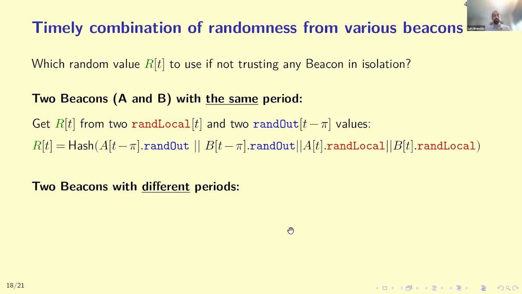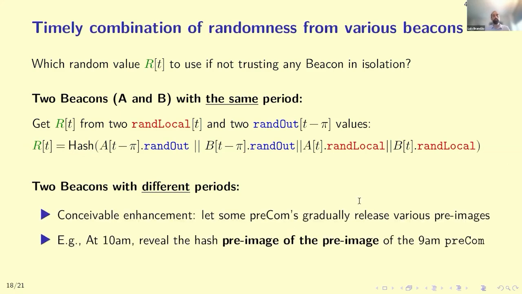This is actually something we don't consider in the current reference. I just want to mention it from the point of view of conceivable tweaks or research. A conceivable enhancement is that you can let each pre-commitment, or at least some selected pre-commitments, gradually release various pre-images. Just imagine that this pre-commitment is generated as a nested hashing of some randomness. So for example, if you want to reveal something only after having pre-committed within 1 hour instead of 1 minute, which is the period of the NIST beacon, then you could consider something like at 10 a.m. revealing the hashed pre-image of the pre-image of the 9 a.m. pre-commitment. Again, I'm just mentioning this to show that there are some interesting problems still to be resolved from the perspective of implementation and applicability.